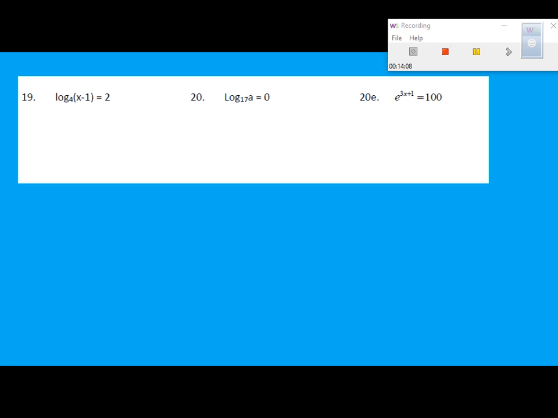Here's my number 19. Log base 4 of the quantity x minus 1 is equal to 2. We'll write this as an exponent first. So I'm going to think of this as base, exponent, equal the answer. So I've got 4 squared equal x minus 1. We've got 16 equal x minus 1. Looks like x must be 17.